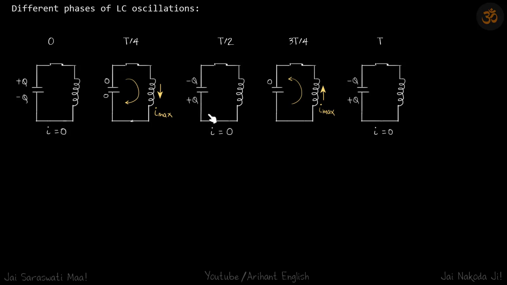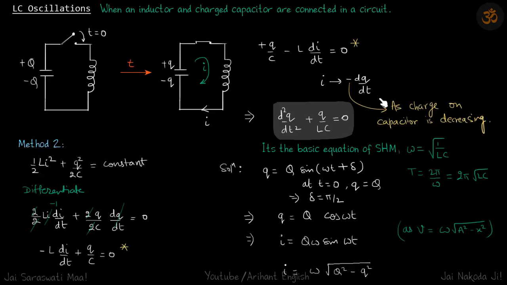After that, the current will again start to go back in the opposite direction. So at 3T by 4, I will be maximum and the charge on the capacitor will be 0. And finally, on completing this cycle, this will be again plus Q at the end of the cycle, and this will be minus Q, and the current will again become 0. So this is what happens at different phases of LC oscillations. The phases will be 0, pi by 2, pi, 3 pi by 2 and 2 pi.